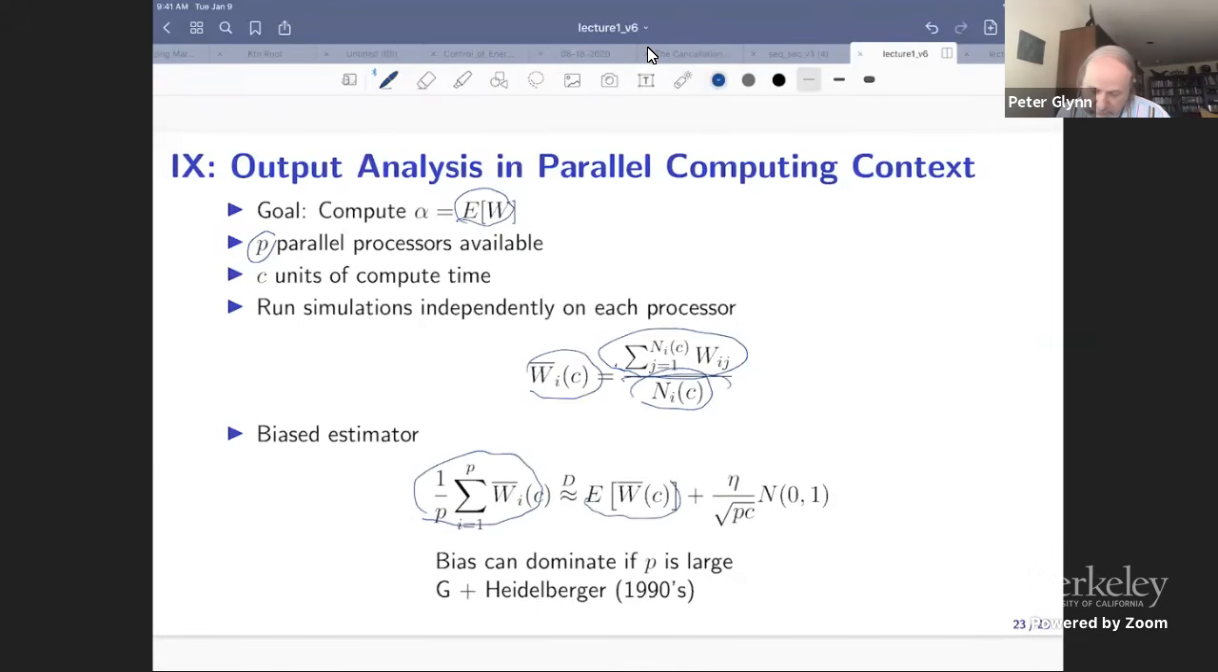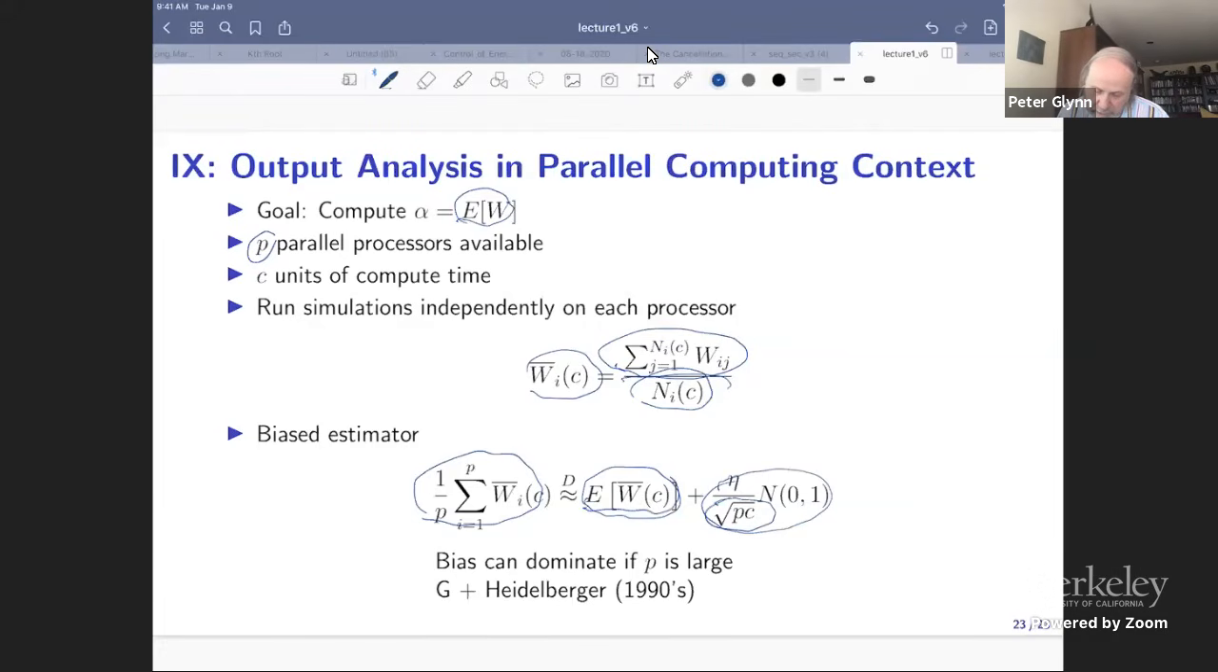Then we get the expected value of W bar of C plus a normal error that decreases at rate 1 over square root of P times C, because the total amount of sampling time available is this: you have P processors, you have computer time C available on each of the P processors, so the total computer time utilized over all P processors is P times C, and we have a square root convergence rate. So you should have this thing scaling down at rate 1 over square root of PC.